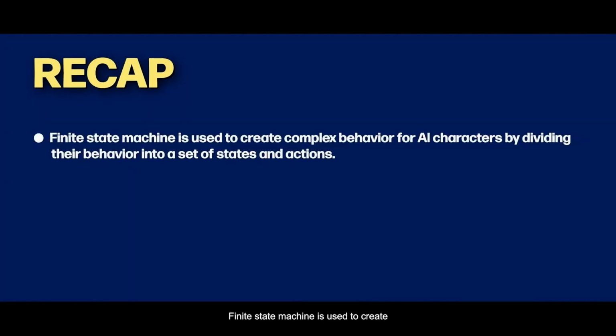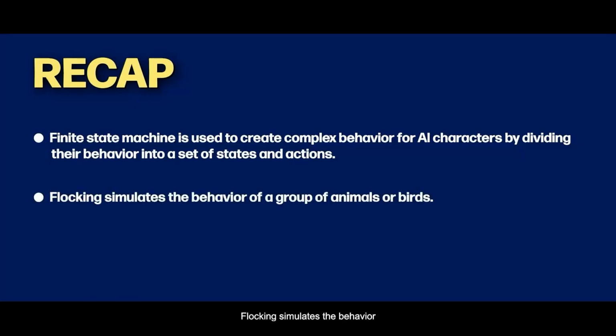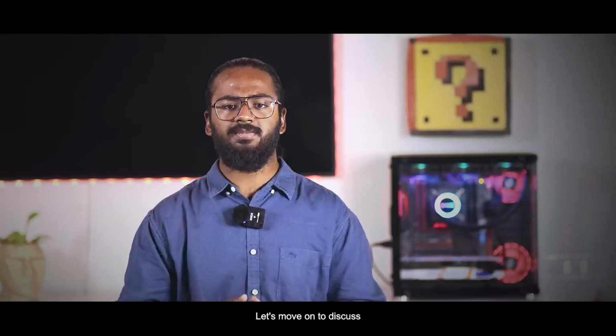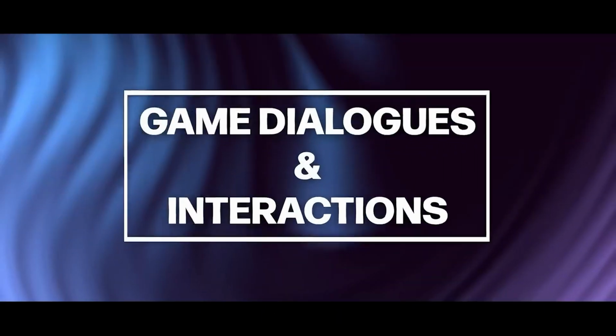Finite state machine is used to create complex behavior for AI characters by dividing their behavior into a set of states and actions. Flocking simulates the behavior of a group of animals or birds. Fuzzy logic creates more complex and nuanced behavior for AI characters by assigning degrees of truth to different criteria. Let's move on to discuss game dialogues and interactions.